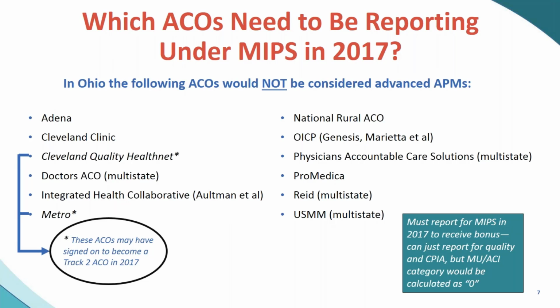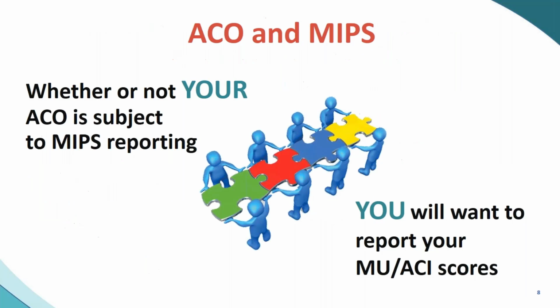For everybody else, and those listed on this slide, you are considered a MIPS APM. So these ACOs will have additional reporting requirements regardless of what you heard. The ACO does take care of your quality. They report the quality up, you've met that. We're going to talk today about the ACI and CPIA activities that you probably will want to report, because if not, your ACI is going to drop to 0. With that, I'll turn it over to Ms.